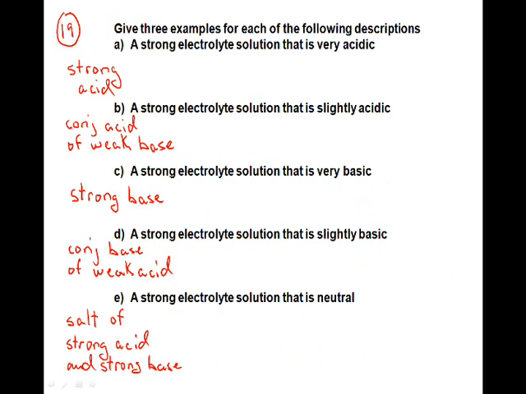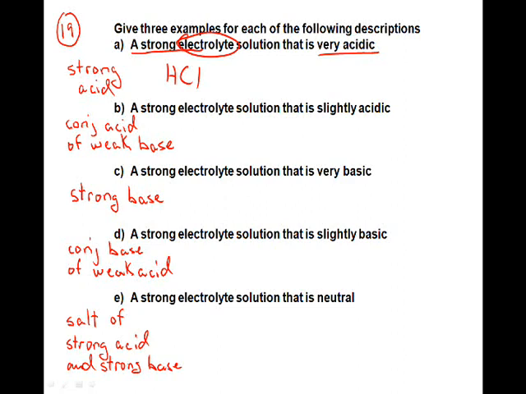Number 19, you can work through this and find some examples in the book, but this is the thing that you're supposed to learn from each one of these problems, and that is that here we're looking at a strong electrolyte, meaning it's dissolved in water, and this electrolyte is very acidic. Well, that means we're talking about a strong acid like hydrochloric acid.